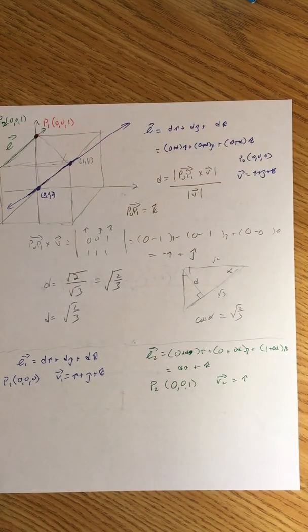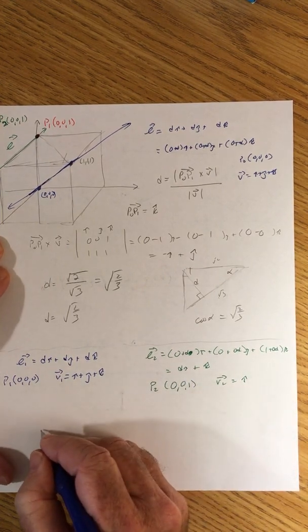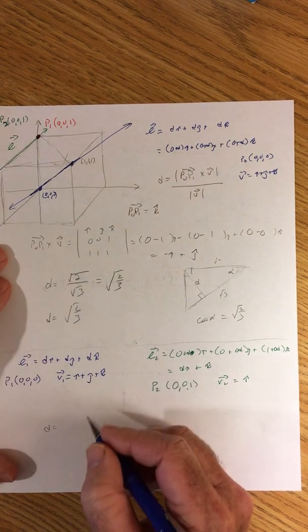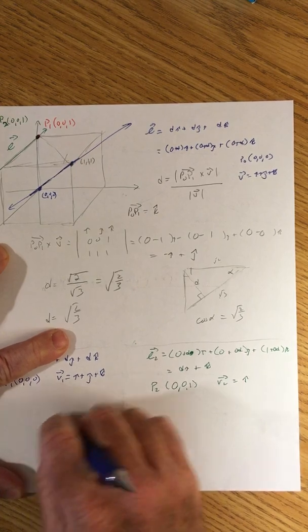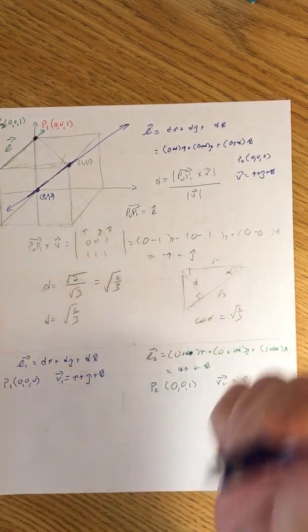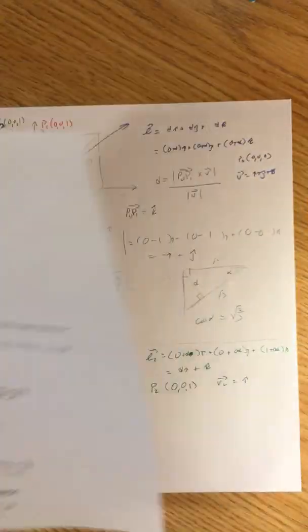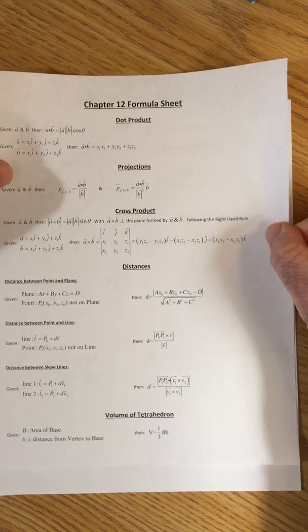All right, according to the formula, the distance is equal to the dot product. Well, before we write that down, let me just get the formula sheet and we'll see what we need. I apologize for that. I do practice this stuff ahead of time, but sometimes I lose my spot.